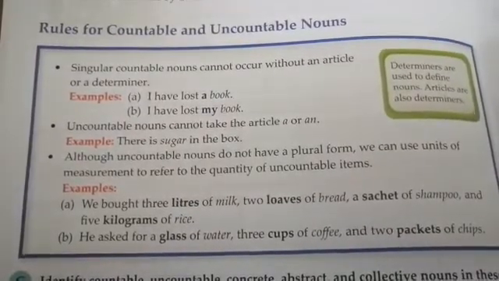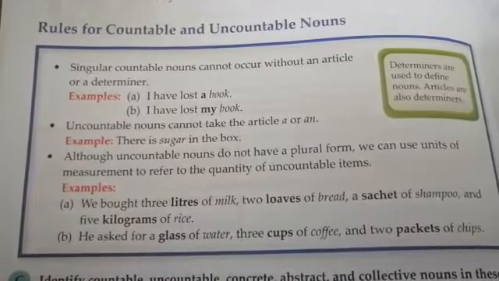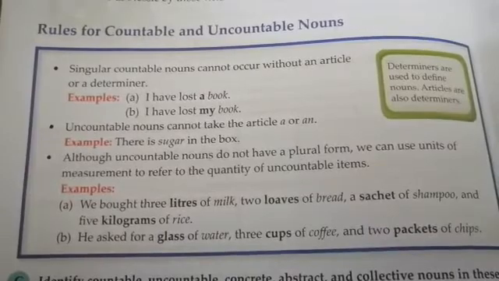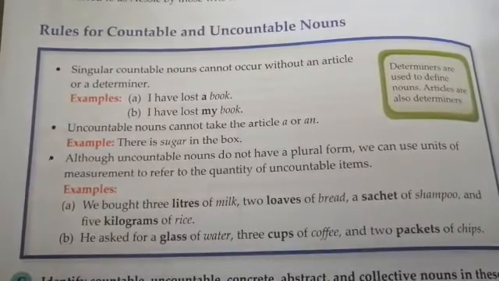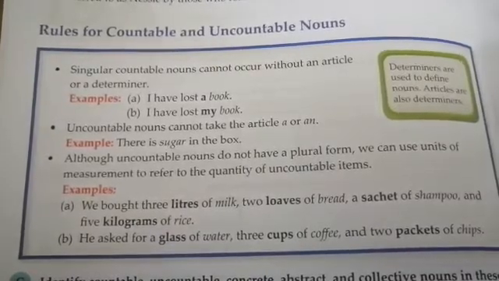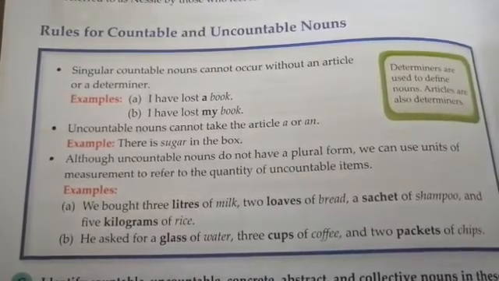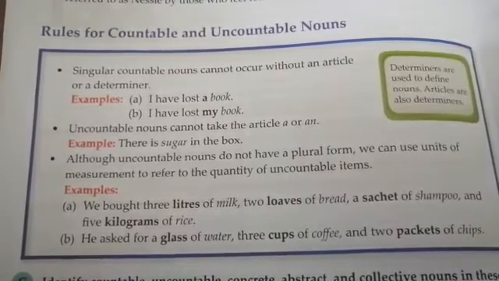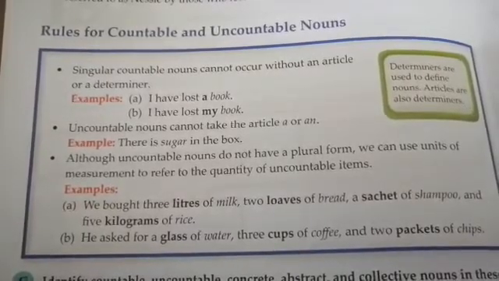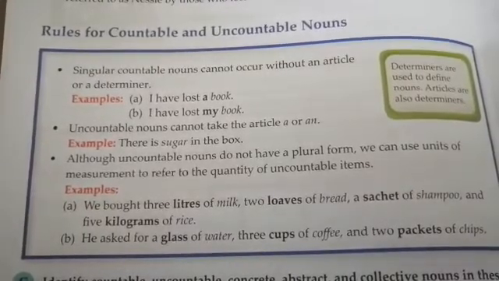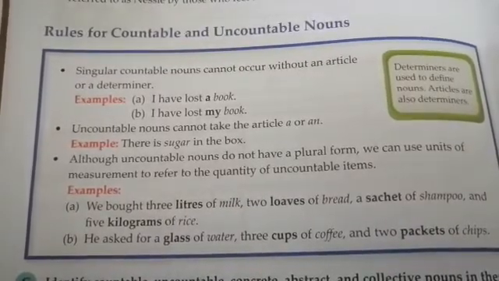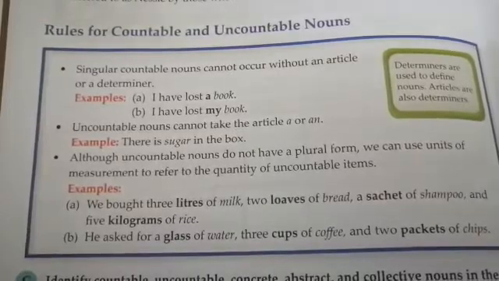Whenever we are writing singular countable nouns, we have to write an article or determiner before them. When we say an article: a, an, the, or a determiner, like in this example in the first line, in sentence A: I have lost a book. I have an apple.